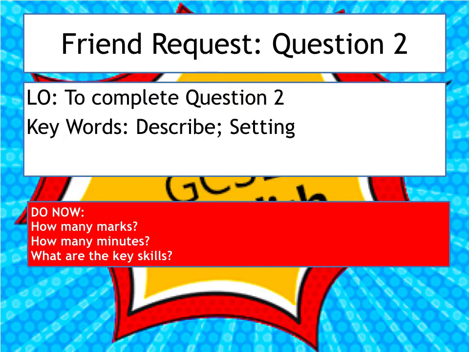Your do now is in front of you, so how many marks is question 2 worth, how many minutes, and what are the key skills? Okay, so if you can answer those questions now for me, please, in your books.